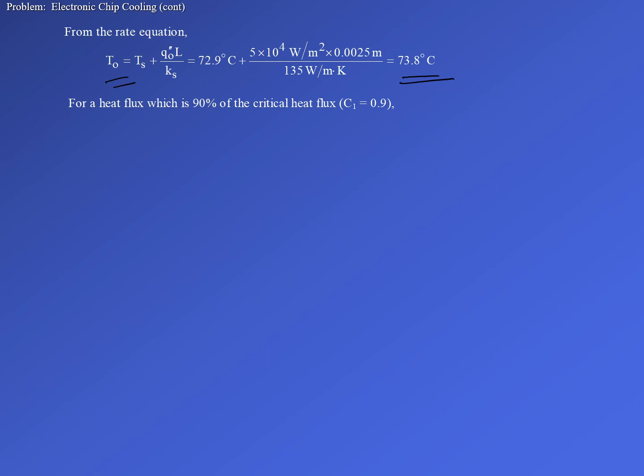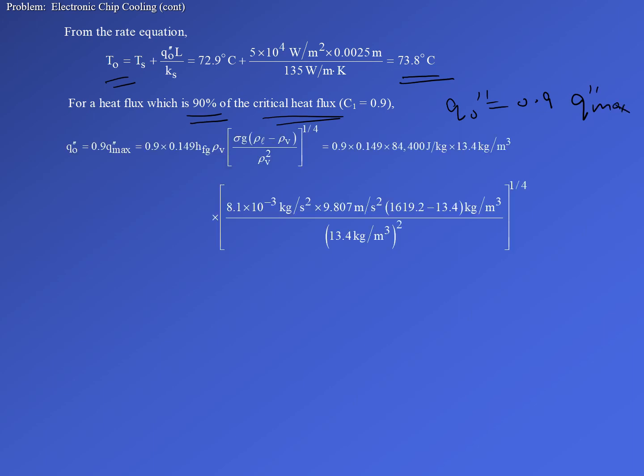Now the second part of this problem was when, for testing, we have to run the semiconductor at high performance, which is high power. So it's given to us that we have to run it at 90% of the critical heat flux value. So Q naught double prime has changed now. So this Q naught double prime is 90% of the Q double prime max. Critical heat flux is associated with Q double prime max, that is this one.